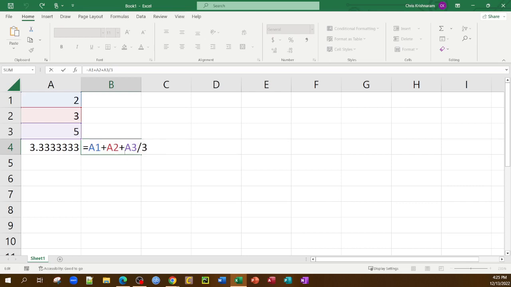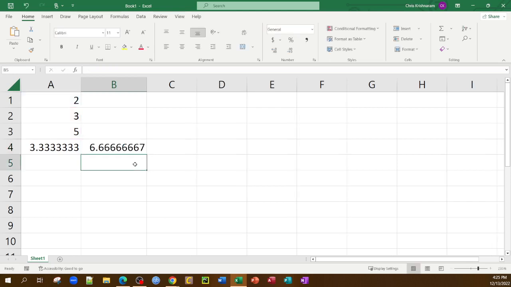What's happening right now is that division is happening first. It's dividing A3 by 3. That's what's happening first here. We do not want the division to happen first. So in this situation, what we need to do is to put what we want to calculate first in brackets. A simple maths issue, BODMAS.